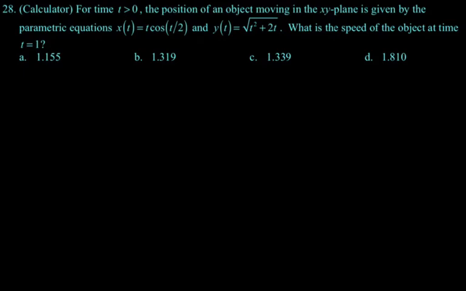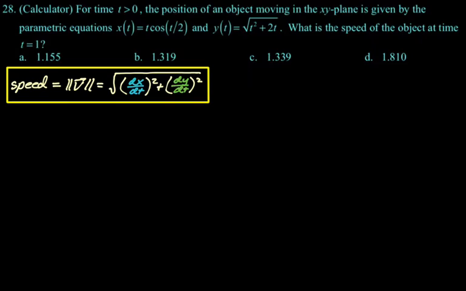So we need to know how to find speed. Speed is the magnitude of velocity, so speed is going to be the square root of (dx/dt) squared plus (dy/dt) squared. This question is not about arc length, but notice that arc length is just the integral of the speed when you're dealing with parametric or with vector. All right, so in this case, it's calculator, so I'll show you the way that I would do it.